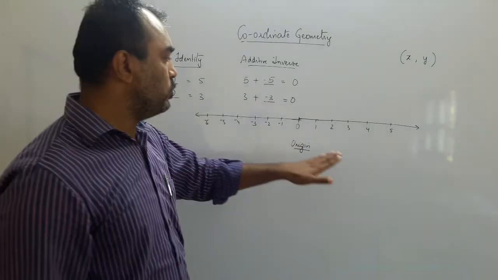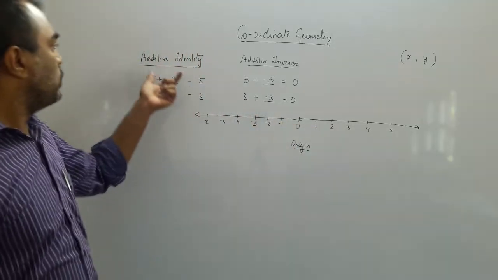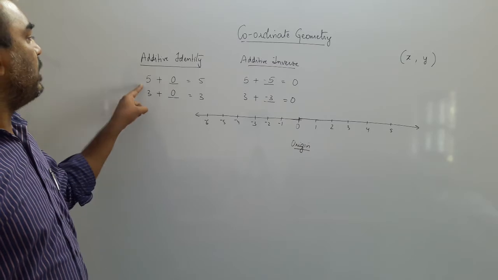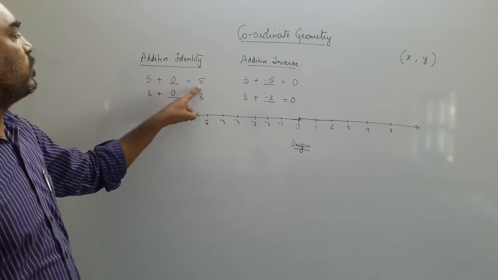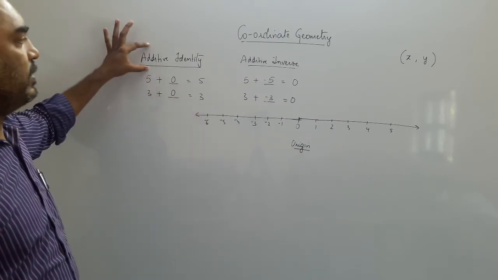So again I tell you the origin of the number line. You have got the whole numbers. You have got the additive identity. So again, what is the additive identity? Any number you add to a number and you get the same number. So 5 plus 0 is 5, 3 plus 0 is 3. So 0 is the additive identity.